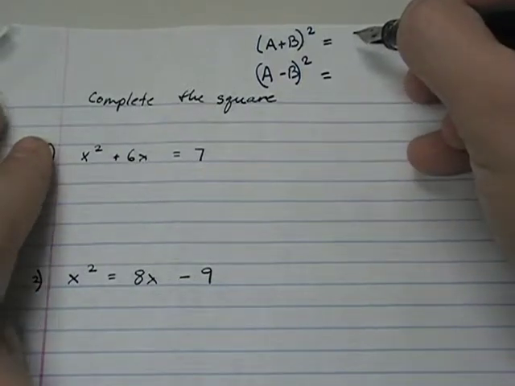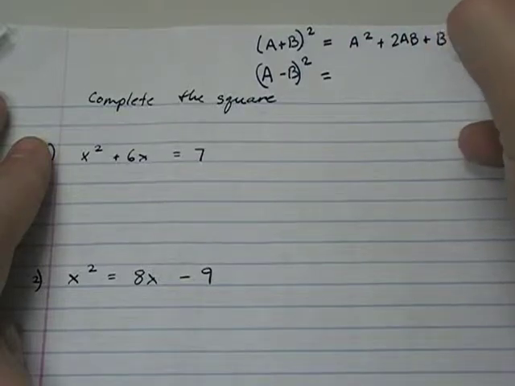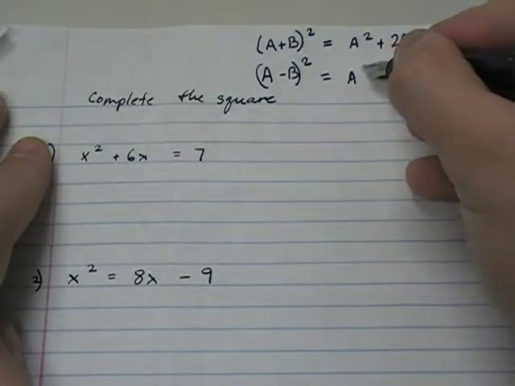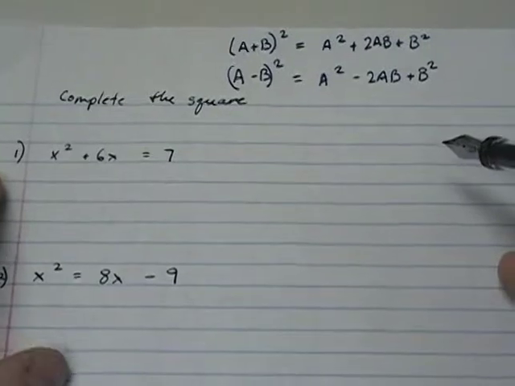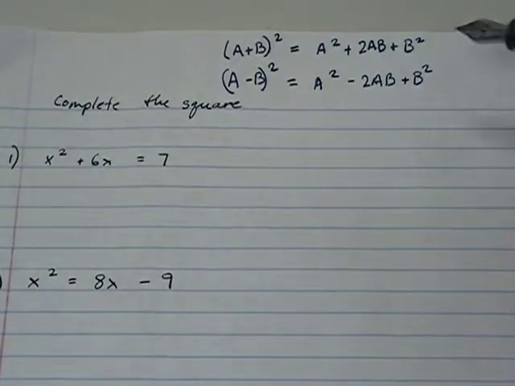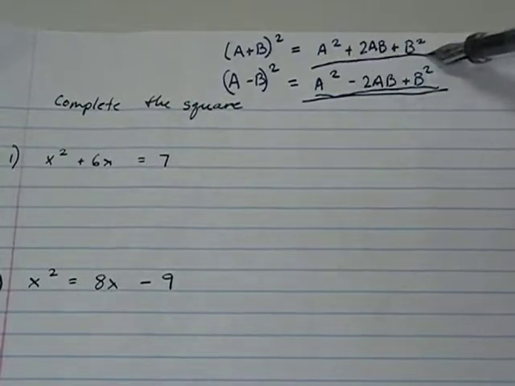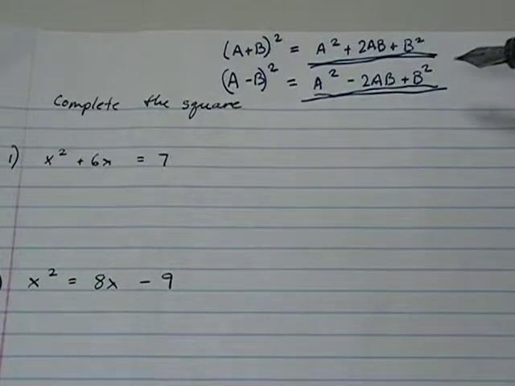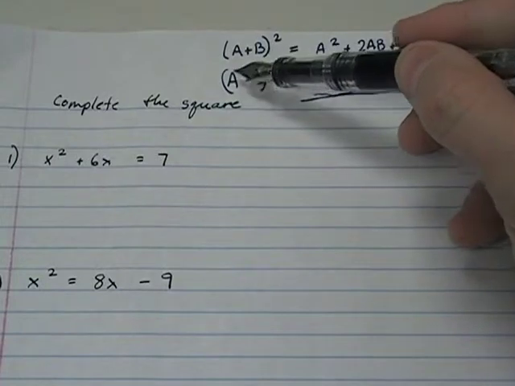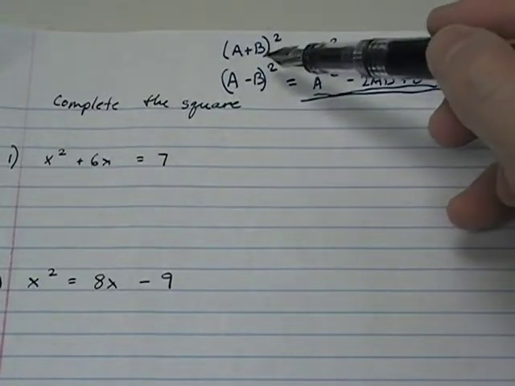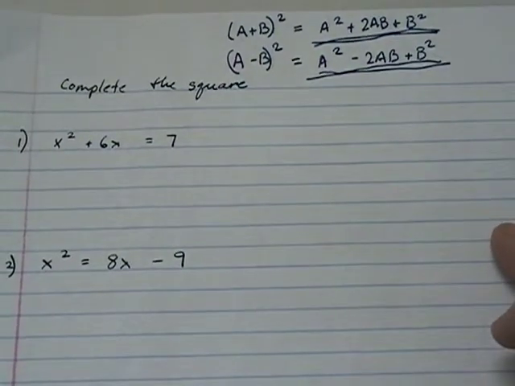These are the factors of an expanded format. For a plus b squared, it's going to be a squared plus 2ab plus b squared. And for a minus b squared, it's going to be a squared minus 2ab plus b squared. Now, the goal when you are asked to complete the square is, if you have a trinomial that looks like this, to make it look like this: x plus a number, or x minus a number, quantity squared. I'll explain the reason why in a minute, but the most important part is you have to understand what you're trying to do.